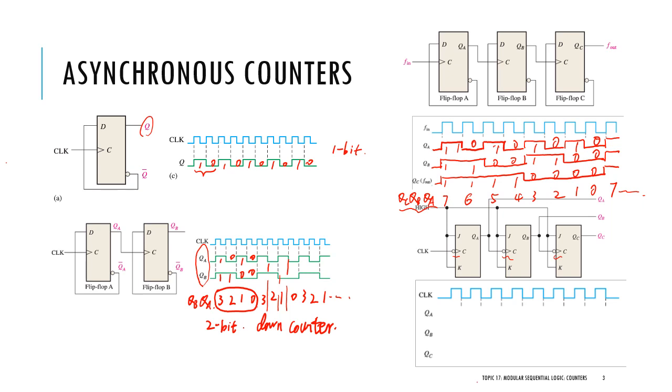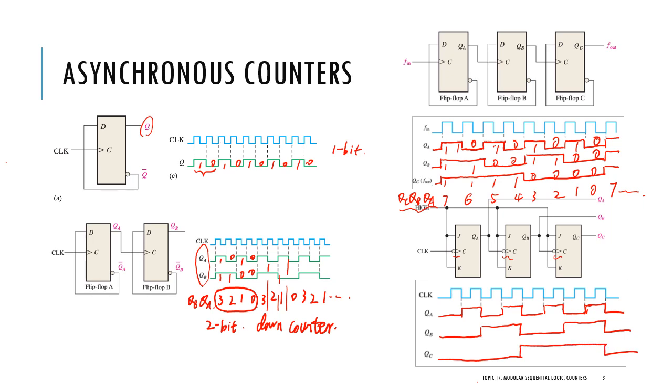So in this case, the QA changes at every falling edge. And the QB will change at the falling edge of A. And the QC changes at the falling edge of B.